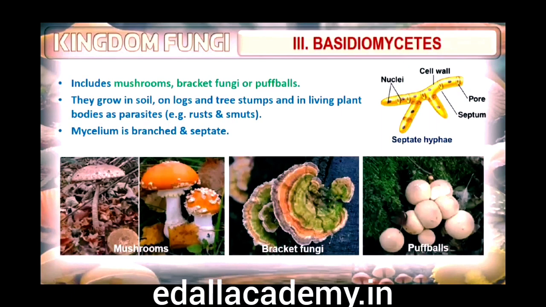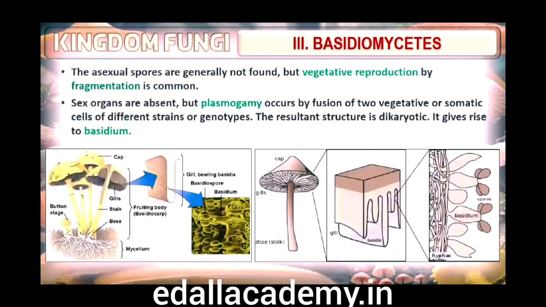Third is basidiomycetes. Commonly known forms of basidiomycetes are mushrooms, bracket fungi or puffballs. They grow in soil, on logs and tree stumps and in living plant bodies as parasites, for example, rusts and smuts. The mycelium is branched and septate. The asexual spores are generally not found, but vegetative reproduction by fragmentation is common. The sex organs are absent, but plasmogamy is brought about by fusion of two vegetative or somatic cells of different strains or genotypes. The resultant structure is dikaryotic, which ultimately gives rise to basidium.